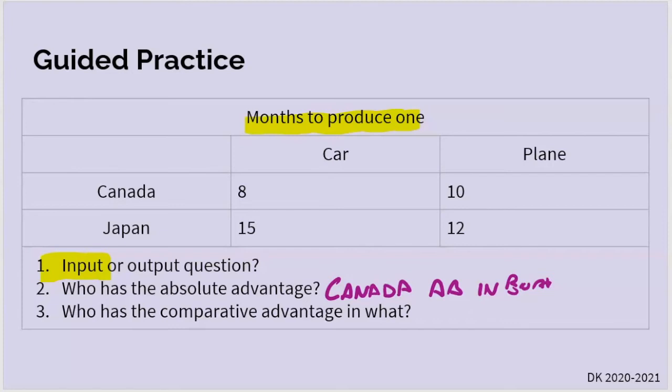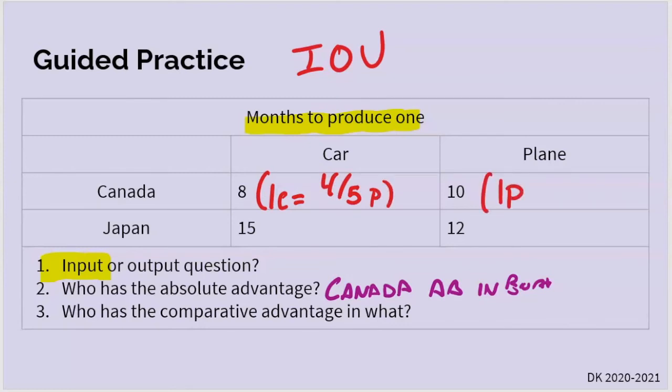So here, who has the comparative advantage? Well, since this is an input question, the other number should go under. So IOU. So here, to produce one car, what are they giving up? Well, Canada is giving up the production of planes. The other number goes under, so 8 over 10, which is just 4/5 of a plane. And then here, we just take the inverse, right? For one plane, they're giving up 5/4 of a car.